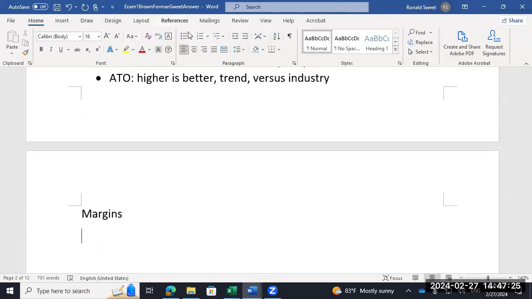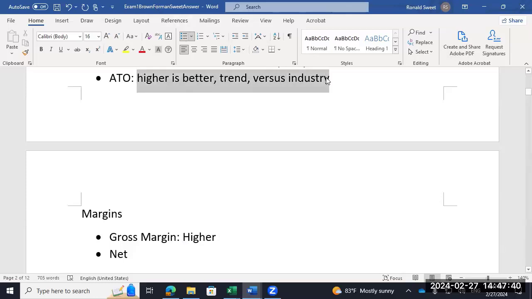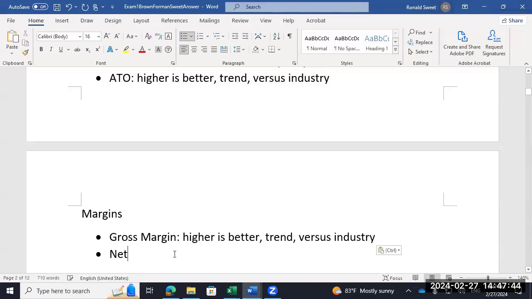And then on margins, again, margin's the easiest one. You've got gross and you have net. Exact same thing. You're looking at the higher. You can essentially just copy it, right? Exact same thing again.